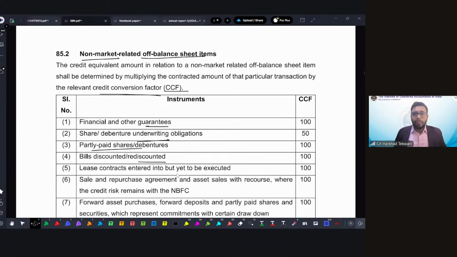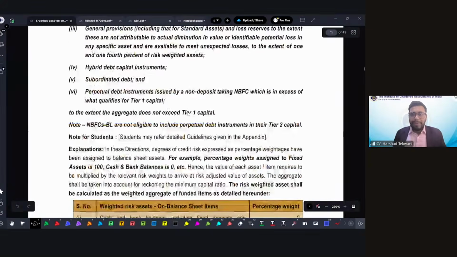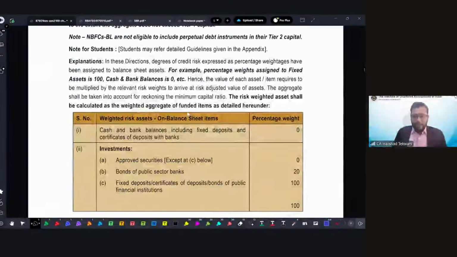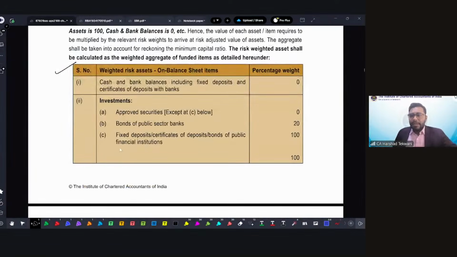Sir, how to remember these percentages altogether? See, sir, these percentages are very important. Just think, there are two categories in your study material also. If I show you this one on page 1495, you have this table given. Now, remember one thing. Think from a risk point of view. What is the risk involved? There are 2 to 3 different categories of percentages.